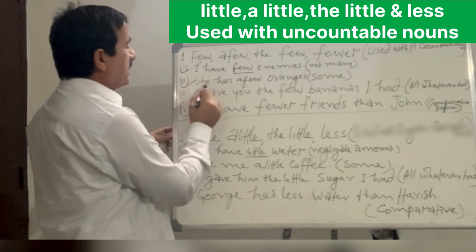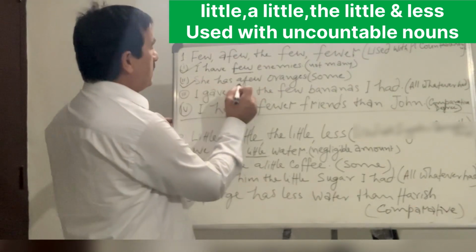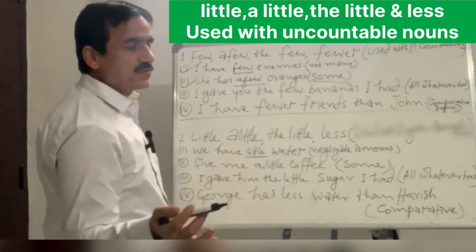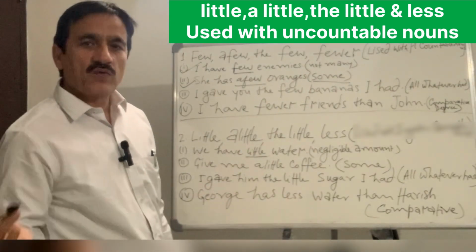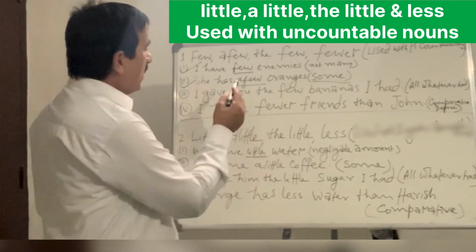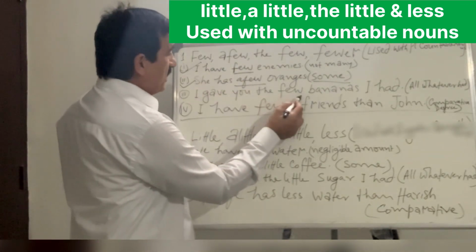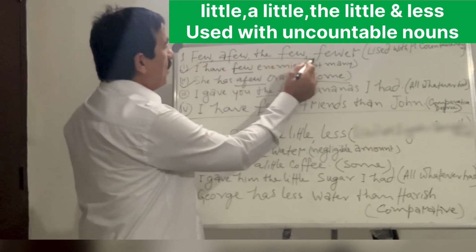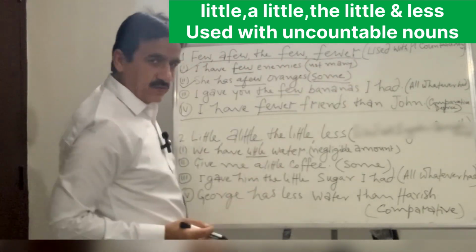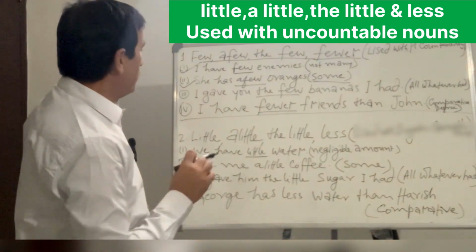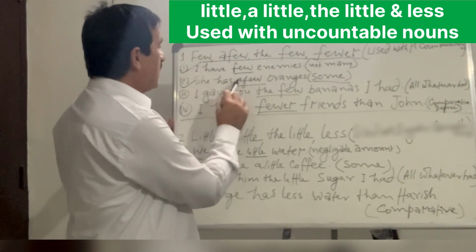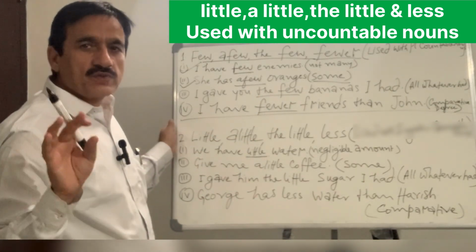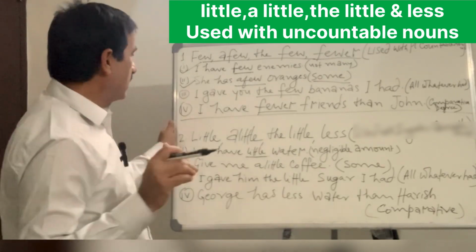Now come to example second. She has a few oranges. A few means some, but this where some is used for both. You have seen countable and uncountable nouns. A few, the few, fewer, all these are used only with countable nouns. I repeat because it's very important. She has a few oranges means she has some oranges. उसके पास कुछ oranges हैं, संतरे हैं.